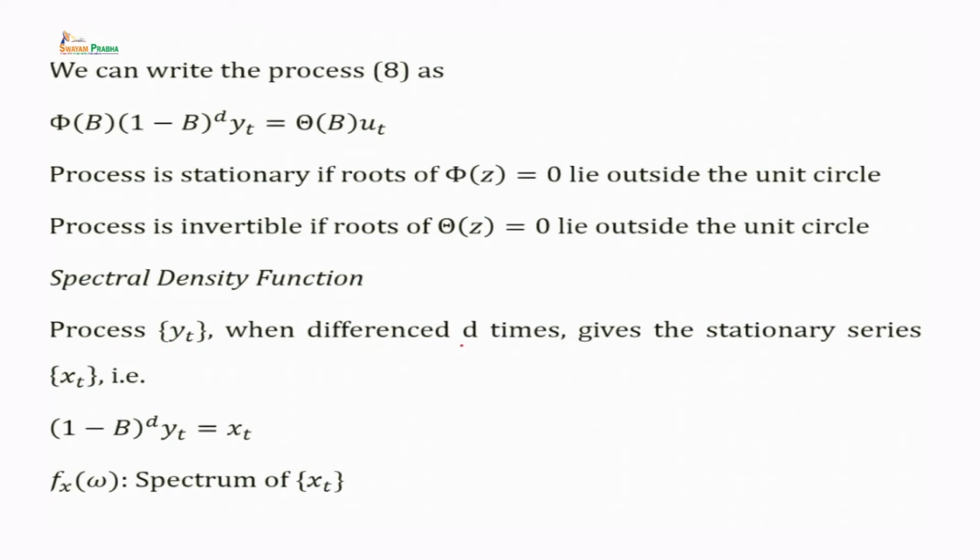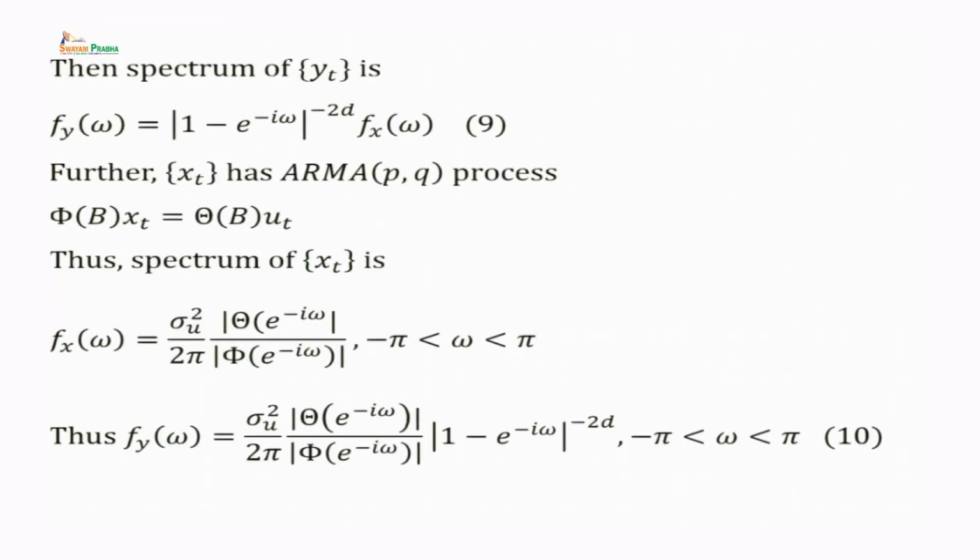When you difference the process d times, it gives you a stationary process x t. So, suppose f x omega is the spectrum of x t, then the spectrum of y t is f y omega equal to mod of (1 minus e to the power minus i omega) to the power minus 2d times f x omega. Further, x t is a stationary ARMA(p, q) process. So, the spectrum of x t is f x omega equal to sigma square u upon 2 pi, mod theta e to the power minus i omega upon mod phi e to the power minus i omega, where omega lies between minus pi and pi.